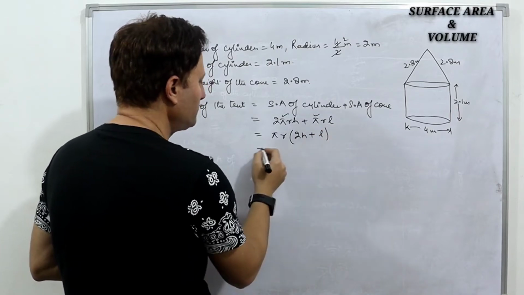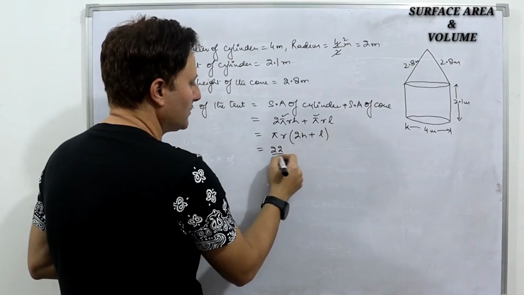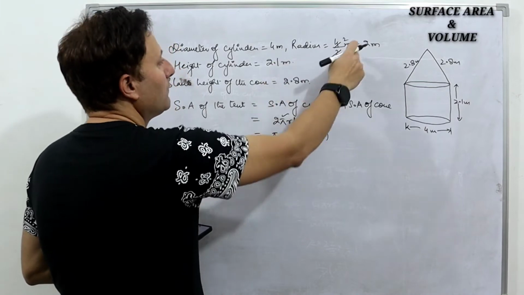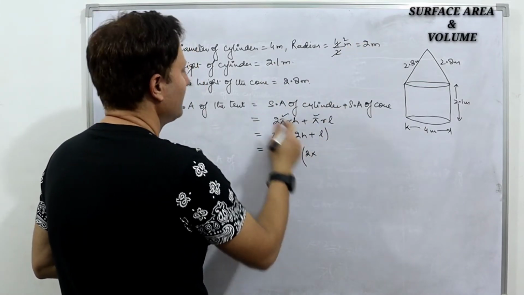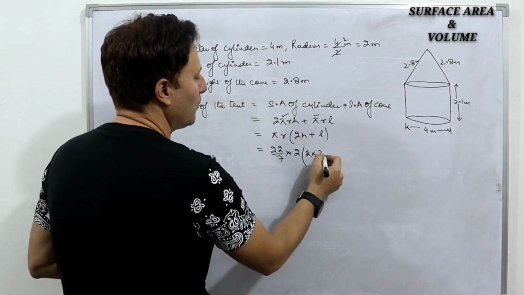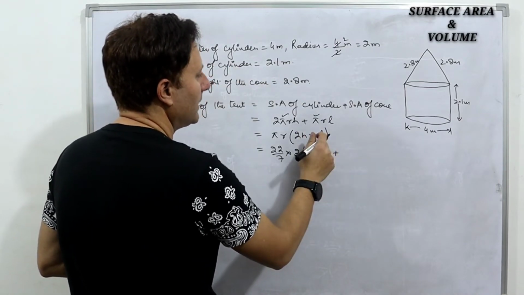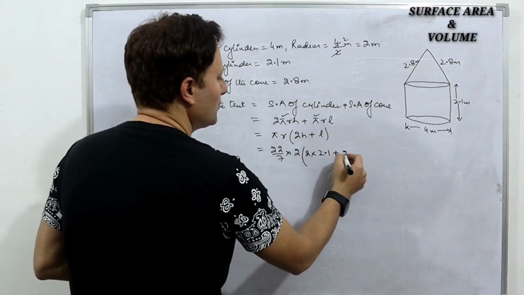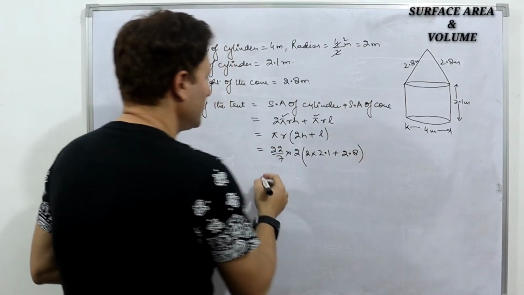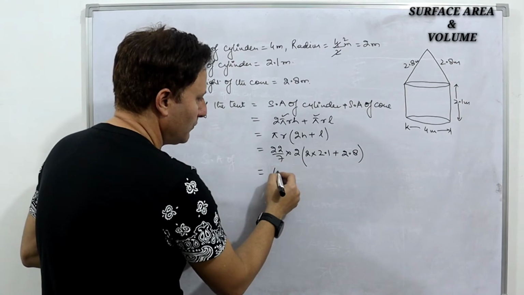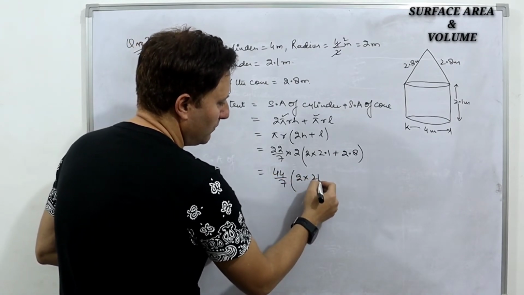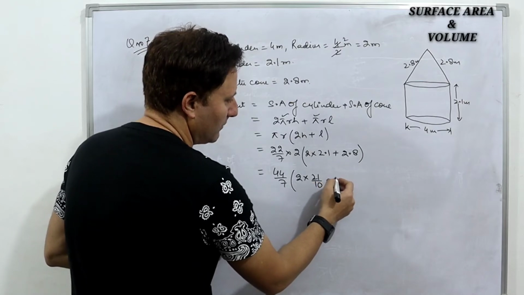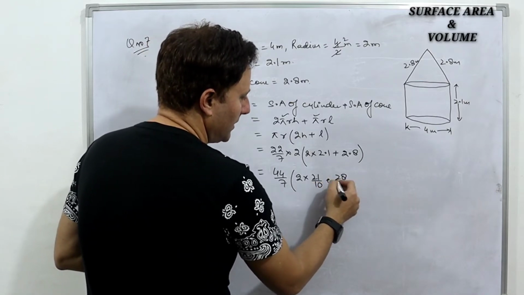So l. Pi is 22 upon 7. R, we got the value of r, that is 2. Then 2. Height, we have the height of this, that is 2.1, plus l. We have l as 2.8. Right guys? So now this becomes 44 upon 7. Then we have 2 into 21 upon 10. I'm taking the point out of picture. This is 28 upon 10.